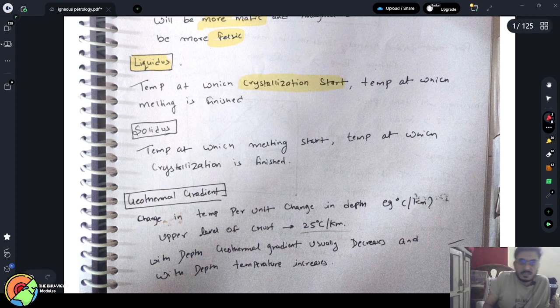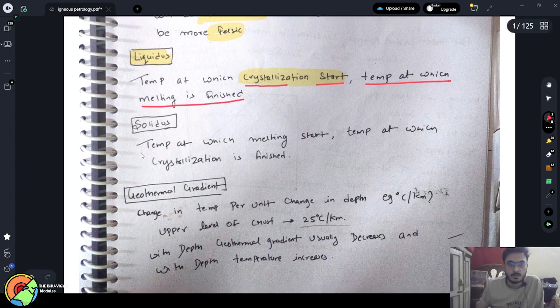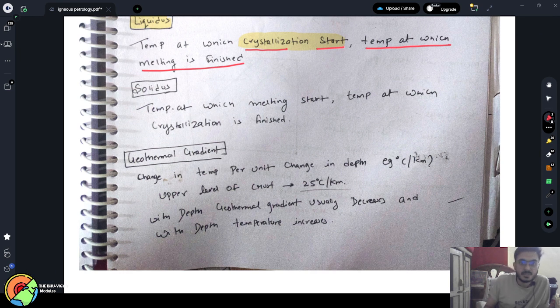So this is the temperature at which your first crystal will start to form. It means the temperature at which you can also say your melting is finished. Now same with the solidus also. Solidus is a temperature where melting starts. Here the entire solid will be there, and the first drop of melt will come when it hits the solidus curve. Now the temperature at which the crystallization is finished, we can say like that.